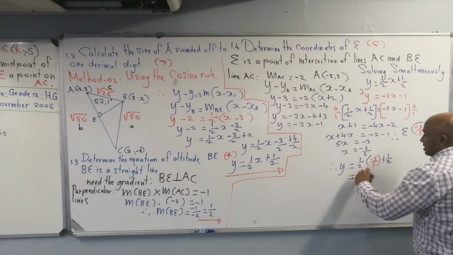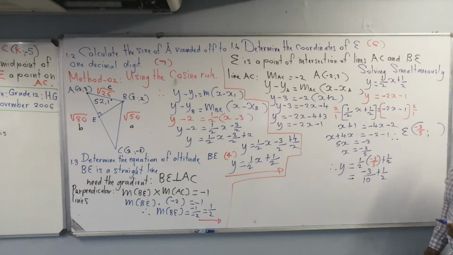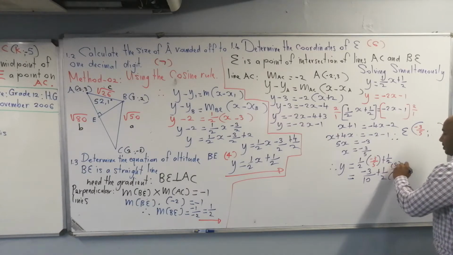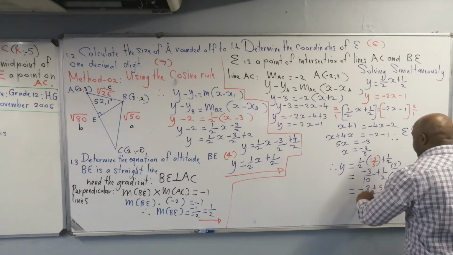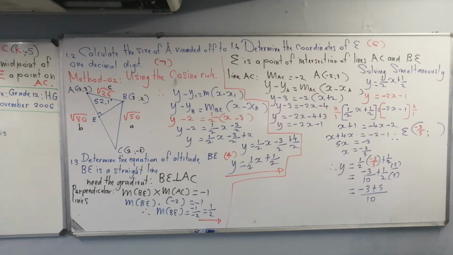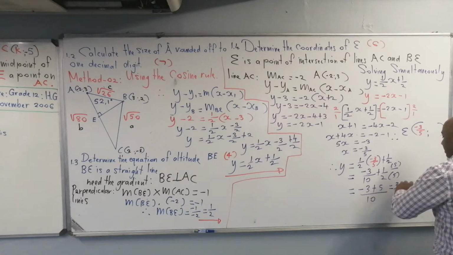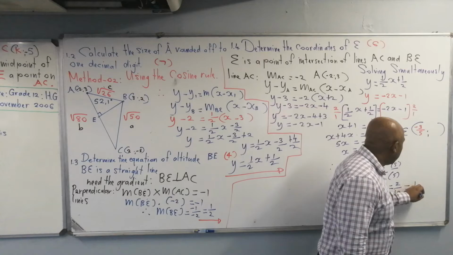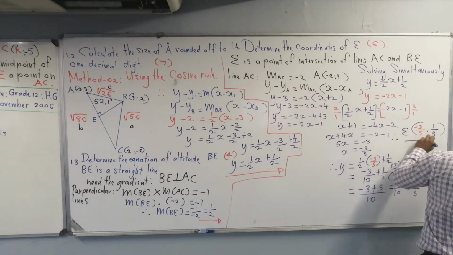So this becomes minus 3 over 10 plus 1 over 2. So my LCD will be 10. So all I will do is multiply by 5 there, 5 there. So I'm going to end up with minus 3 plus 5 over 10. Minus 3 over 10 plus 1 times 5 is 5 over 10. 5 minus 3 will give me 2 over 10. And 2 divided by 10 is the same as 1 over 5. So this was a 1 over 5.